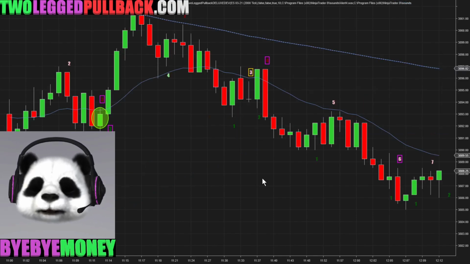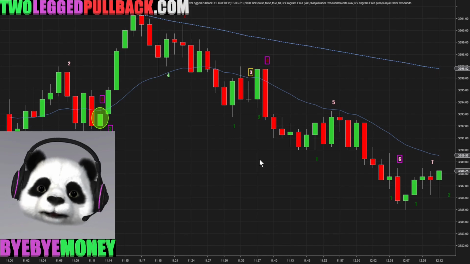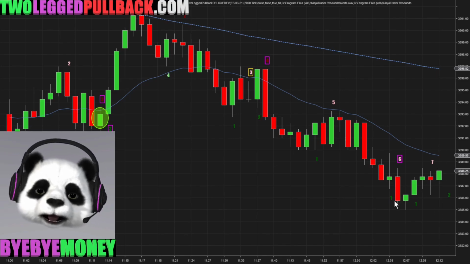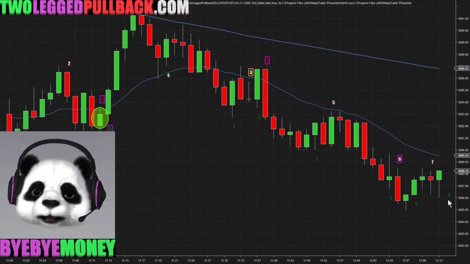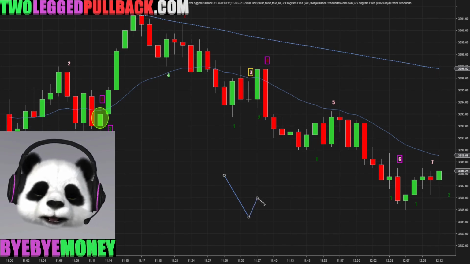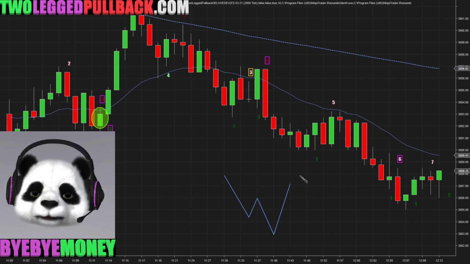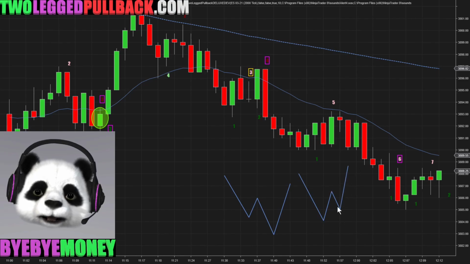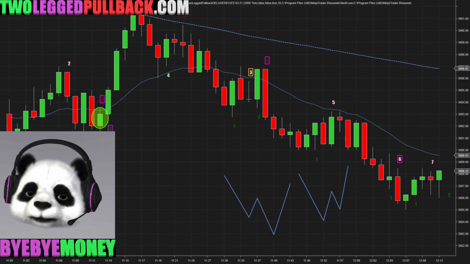For the next setup, we see that we have a second entry long setting up here that's a higher low. It's a higher low because of this dark green 2. Again, the typical two-legged pullback looks like this with a second entry here, but there's a variant of this which looks like this with a second entry long with a higher pivot low. This is a second variant, as you can see here.